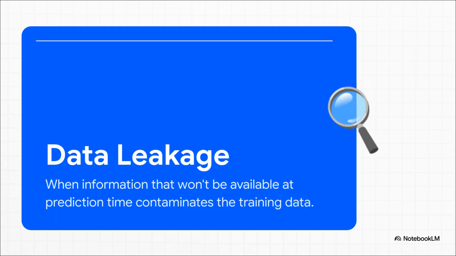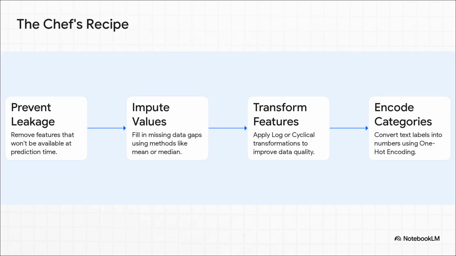But hold on. Before our chef even picks up a knife, there is one absolutely critical rule they must never, ever break. And that is avoiding data leakage. This is a huge, huge mistake. It happens when information that you won't actually have when you make a prediction accidentally sneaks into your training data. It'll make your model look like a genius during development, but it will fall flat on its face in the real world. So with that warning in mind, the chef's recipe has 4 basic steps.